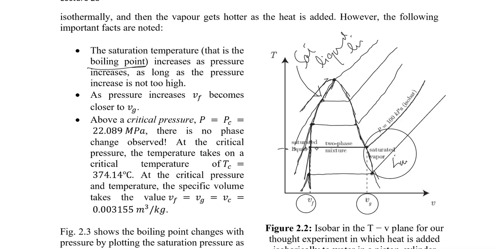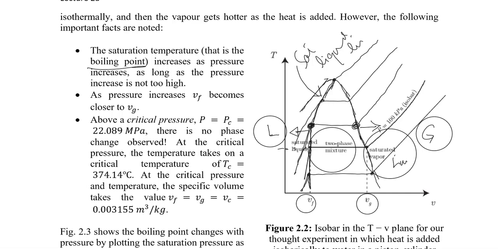Between the saturated liquid line and the saturated vapor line, we have got a two-phase mixture. On the left hand side of the saturated liquid line, we have got the phase which is all liquid. On the right hand side of the saturated vapor line, we have got the phase which is all gas. Obviously on this point we have all liquid and it is saturated. On this point we have all vapor and it is saturated.